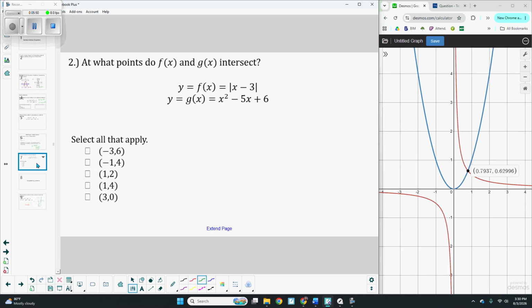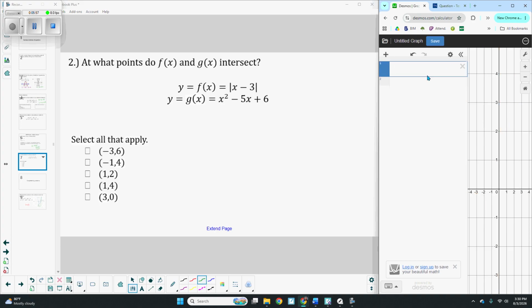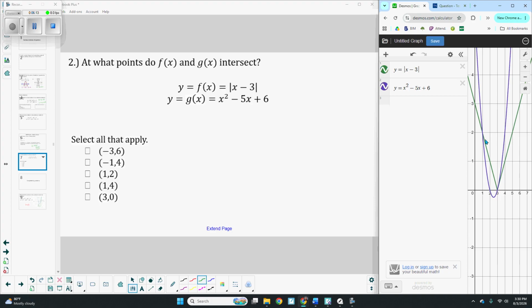And one more: at what points do f(x) and g(x) intersect? Select all that apply. We don't have to type both the y and the f(x) or g(x), so we can just do y. So y = |x - 3|, and y = x² - 5x + 6. I see definitely one here at (1, 2). So we know we can select (1, 2). And I also have one here at (3, 0).